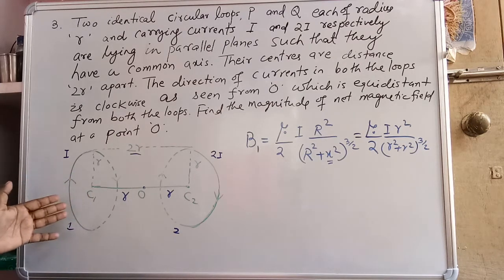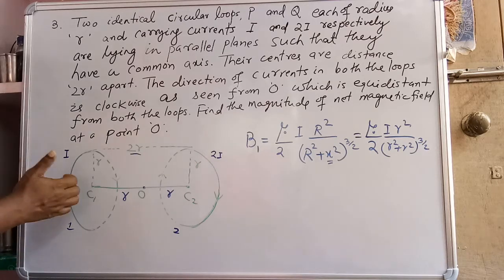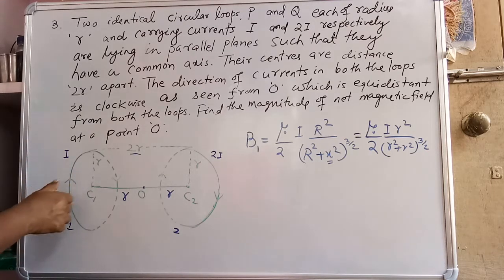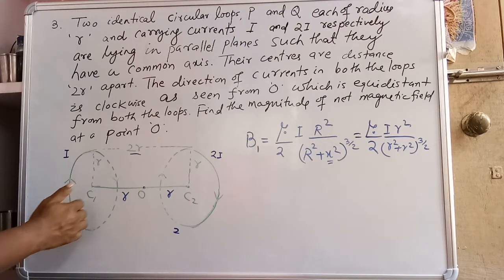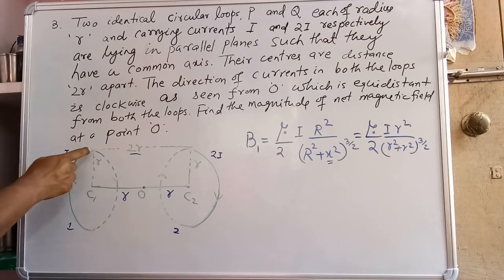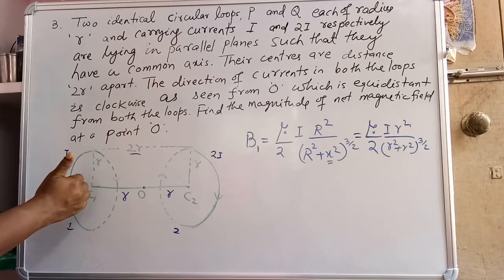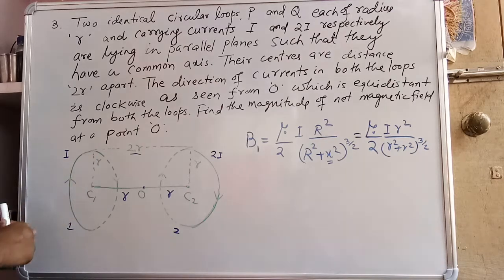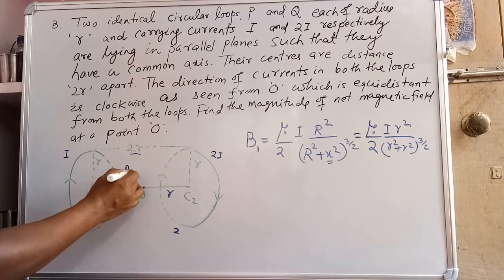Now let us find the direction of the magnetic field due to coil number 1. We see that using the right hand thumb rule, the direction of magnetic field at O will be towards left, because if we hold this side of the coil with our right hand and the thumb gives the direction of current, then the curl of the fingers gives the direction of magnetic field. So the direction of magnetic field for this coil will be towards left. This one is B1, towards left.